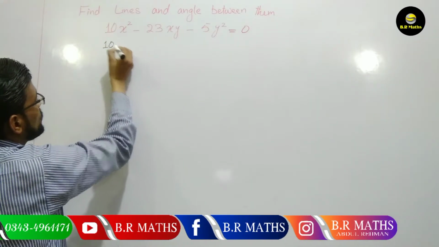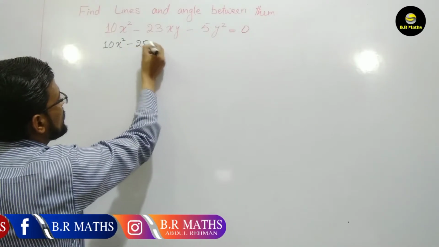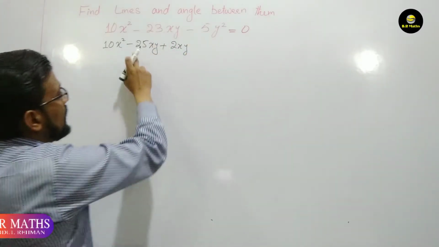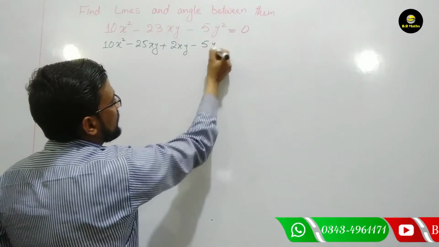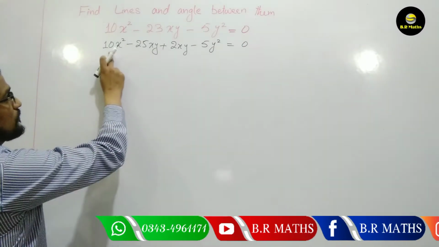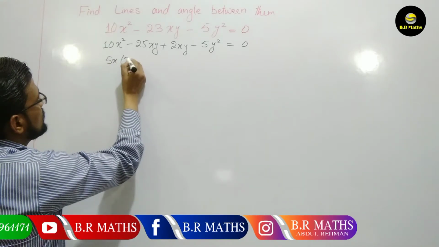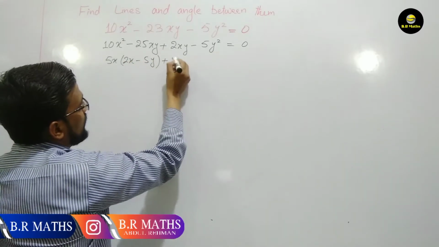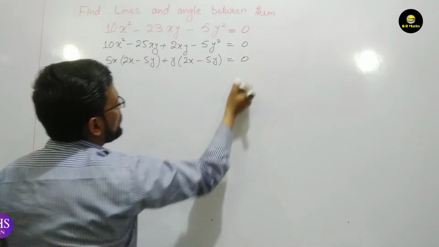Firstly, according to the rule, 10x squared minus 25xy plus 2xy, which becomes minus 23xy, and the product is equal to the product of the coefficient terms, according to the rule of middle term factorization. Everyone knows about this one. So take 5x common from the first two terms: 5x as common, 2x minus 5y, and from the next terms, take y common, 2x minus 5y equal to 0.